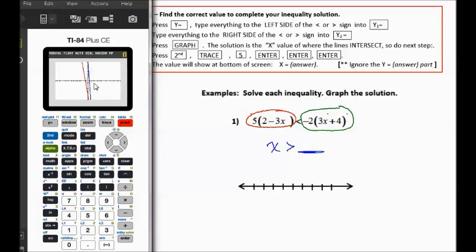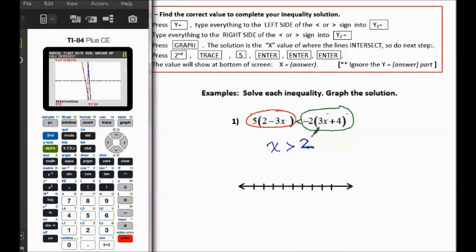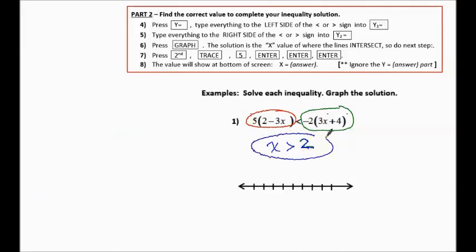You may or may not see that intersection point. It doesn't matter. You're going to still press second, trace, 5, enter, enter, enter. So let's do that. Second, trace, the fifth one down, the intersection, and then enter, enter, enter. The number you're going to be focusing on is the solution that shows up here for the x. It says x is equal to 2. That is the value that goes right here. So your solution is x is greater than 2.